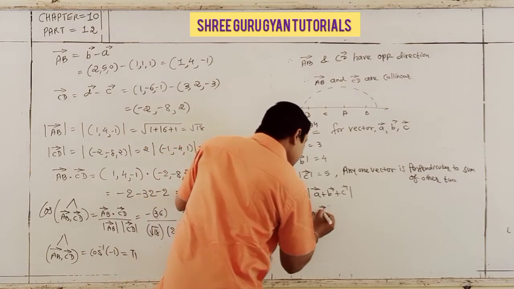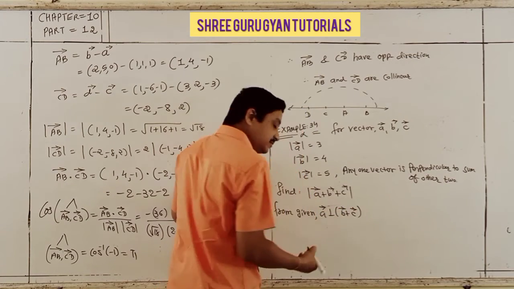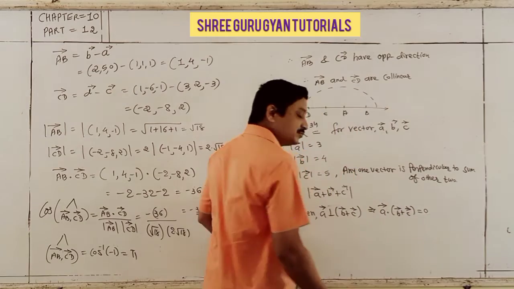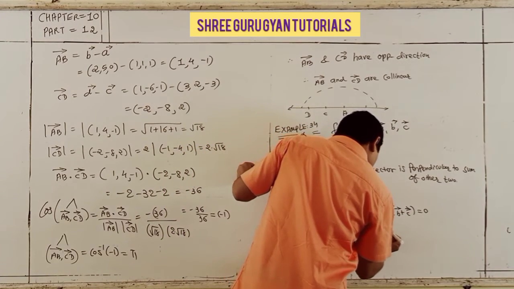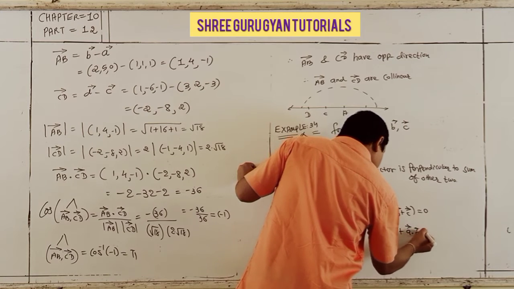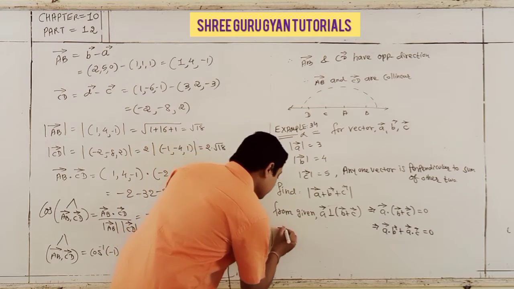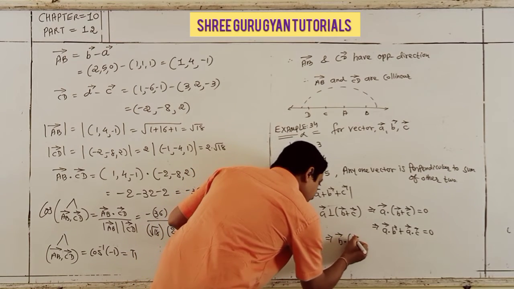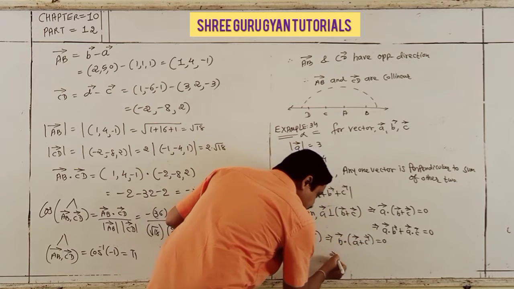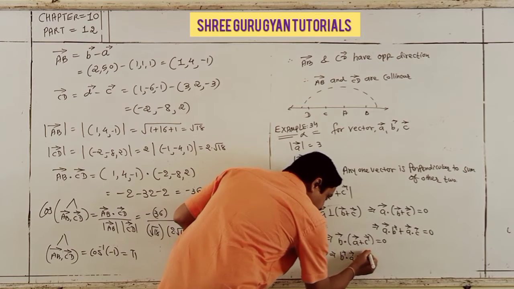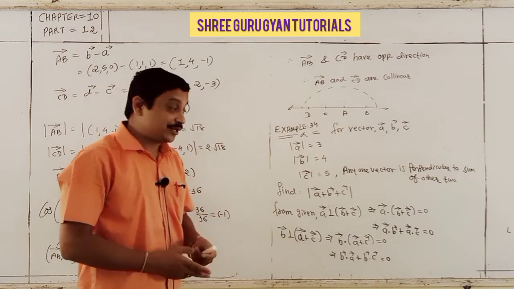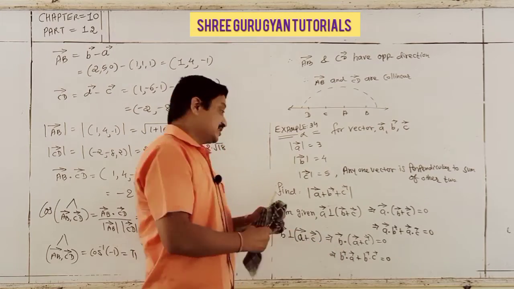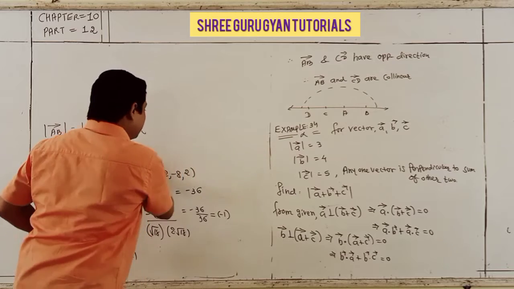I will take A perpendicular to the sum of the other two, B plus C. It means, students, the dot product is 0: A dot B plus A dot C. Similarly, taking B perpendicular to A plus C, B dot A plus C gives B dot A plus B dot C. And third, one time A perpendicular, now B perpendicular, now C. Indirectly that value is used in the solution.